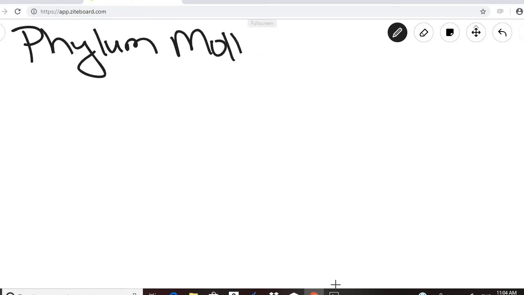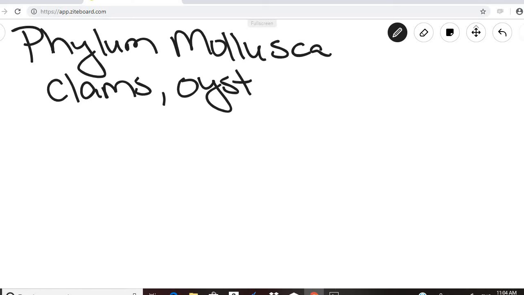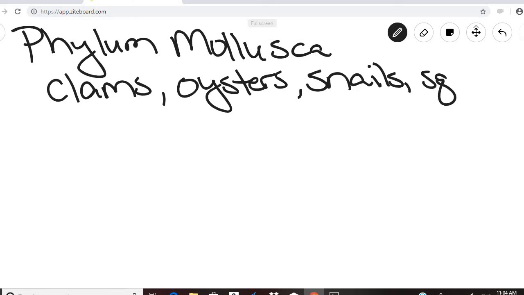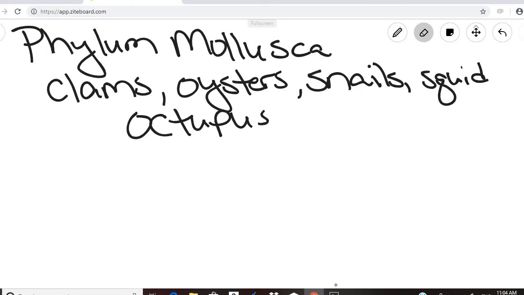Okay, lastly, we are going to do phylum Mollusca. And this includes things like clams, oysters, snails, squid, octopus. Okay, those are all part of phylum Mollusca. And many members of this phyla have some of the same structures.